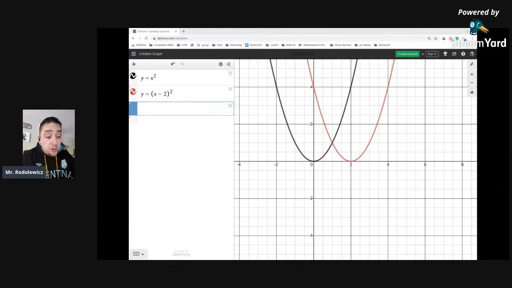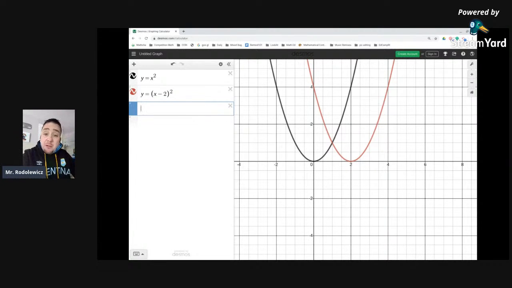All right, so you should have already submitted your Desmos graph that shows how to shift it. What did I say? Was it 5 units to the left?